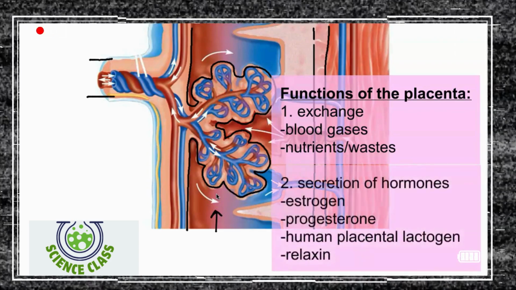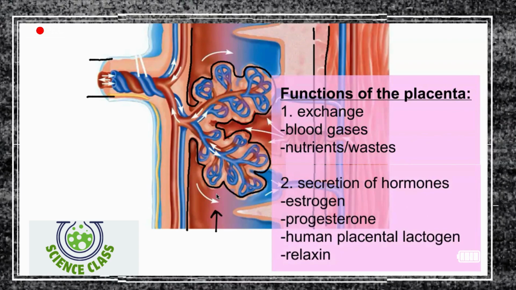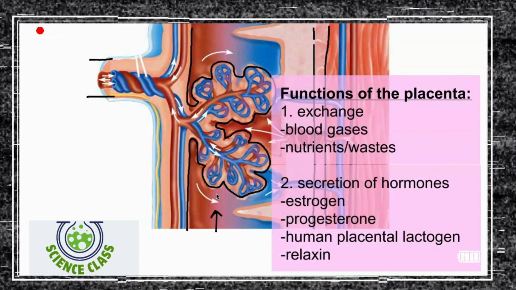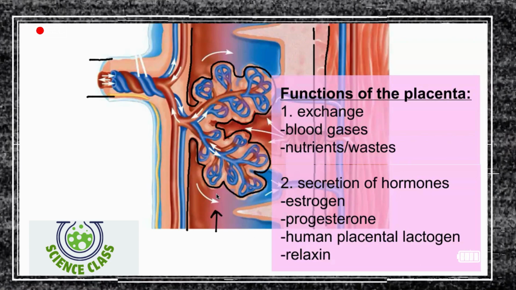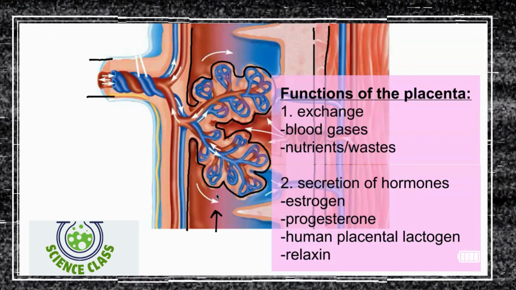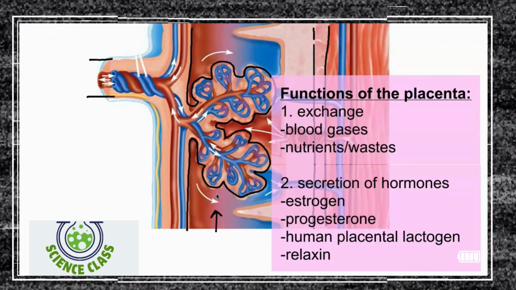Estrogen and progesterone are secreted by the placenta, as well as human placental lactogen, which causes maturation of the alveolar tissue, the breast tissue, in preparation for milk production. And it also produces a hormone called relaxin, which softens the pubic symphysis.